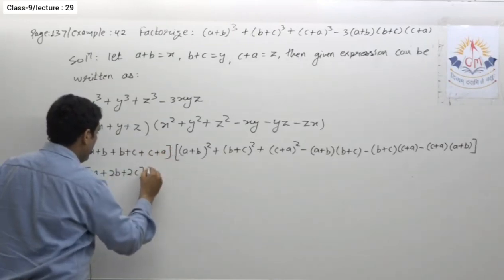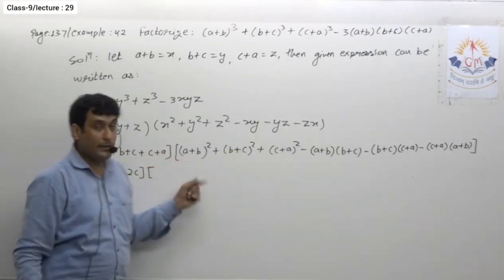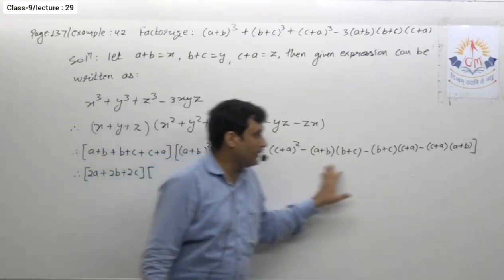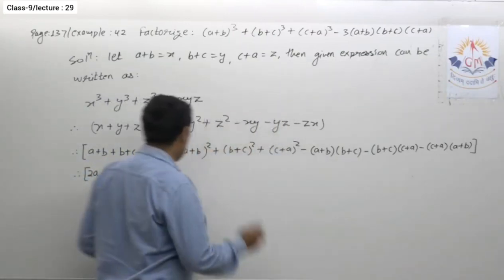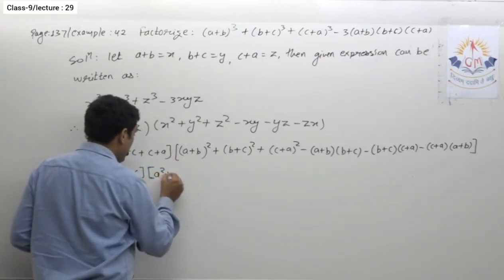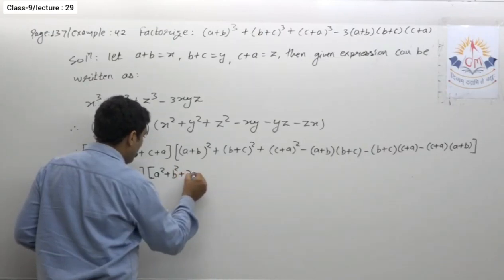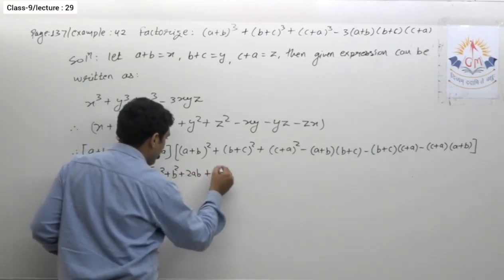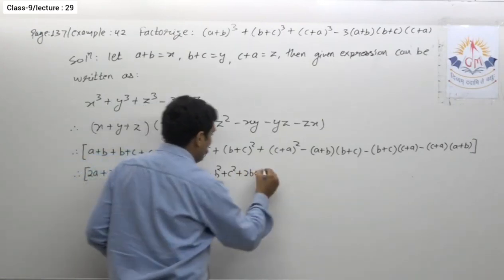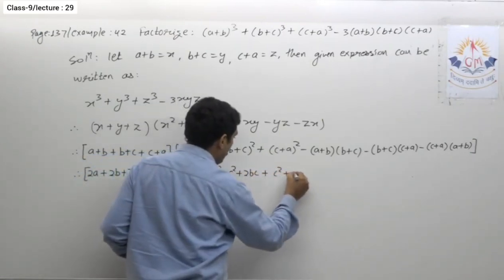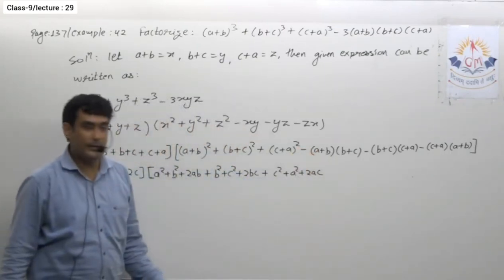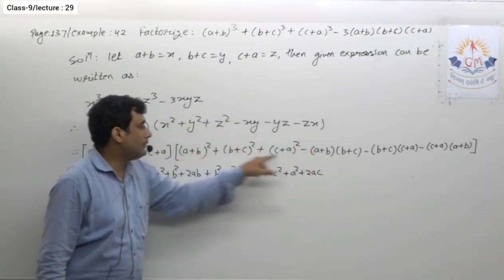Now over here definitely you have to apply the identity of (a+b) whole square, here (b+c) whole square, here (c+a) whole square, and over here you have to multiply term to term. So when I apply the identity of (a+b) whole square, here I do get a square plus b square plus 2ab, plus b square plus c square plus 2bc, plus c square plus a square plus 2ac. Okay, simply I apply the identity of (a+b) whole square 3 times.